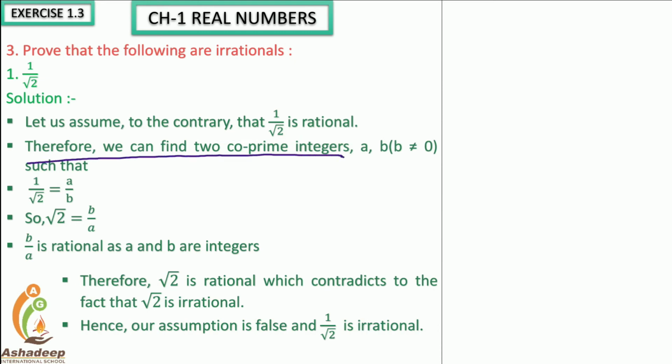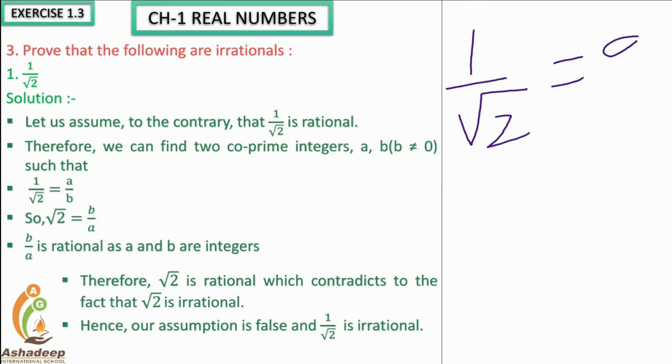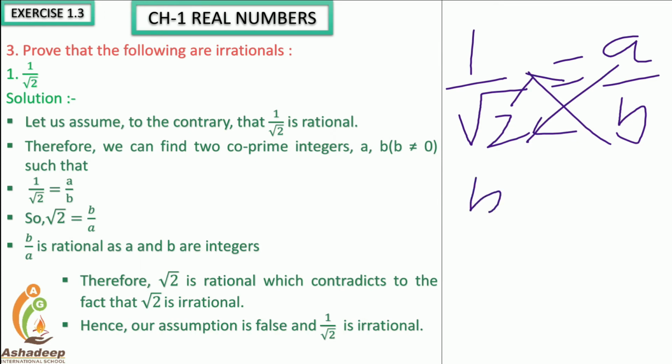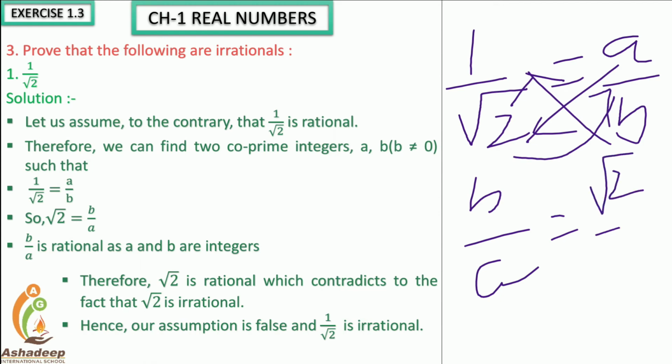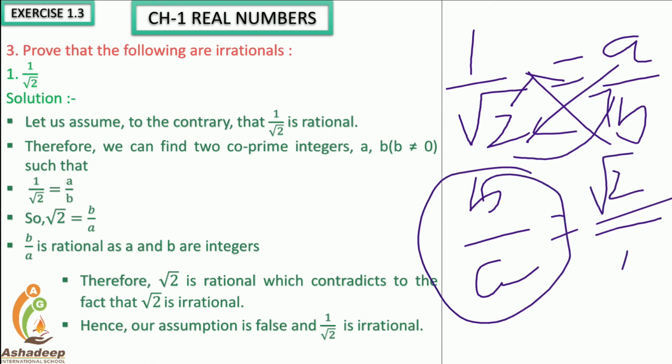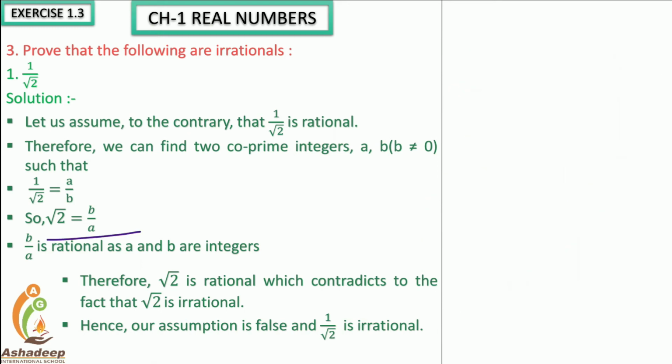Therefore, we can find two co-prime numbers a and b, where b is not equal to 0, such that 1 upon root 2 is equal to a by b. So root 2 is equal to b upon a. Why? Because 1 upon square root of 2 is equal to a upon b. Now b goes to the numerator, a comes to the denominator, right? So b divided by a is equal to root 2 in the numerator, and 1 comes into the denominator. So b by a is equal to square root of 2.